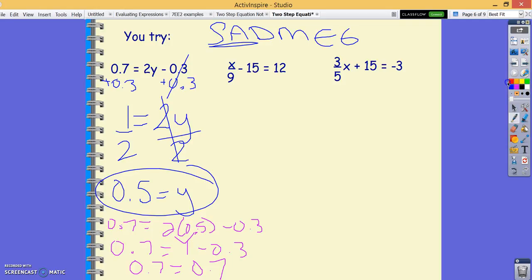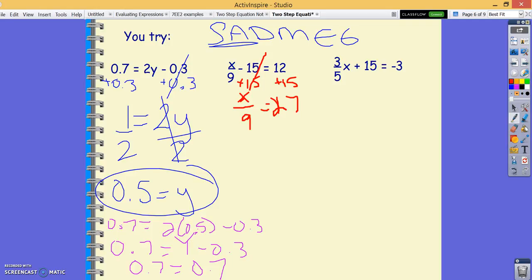All right, hopefully you got the same answer as I did for this second example. The SADMEG tells me to scan for anything that would be subtract or add, and I do see minus 15. So what I'm going to do to reverse that is add 15 to both sides, again, to keep it equal, addition property of equality. Minus 15 plus 15 cancels out, and I'm now left with x divided by 9 equals 27.